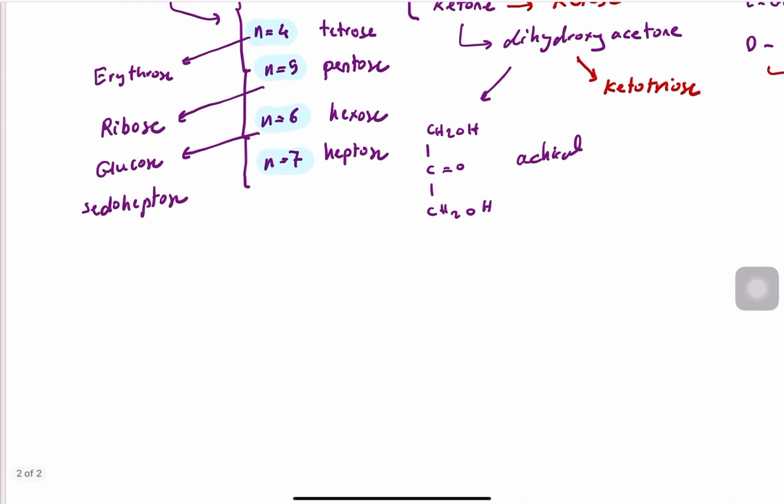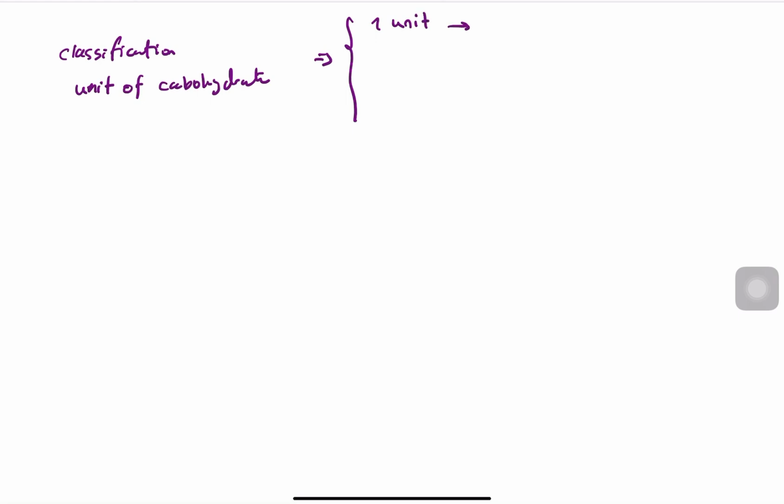The second classification of carbohydrates we can start with is the number of units of the carbohydrate. The first unit of the carbohydrate is the monosaccharide. Then we can classify by the number of units. For example, if we have 1 unit, it is a monosaccharide.